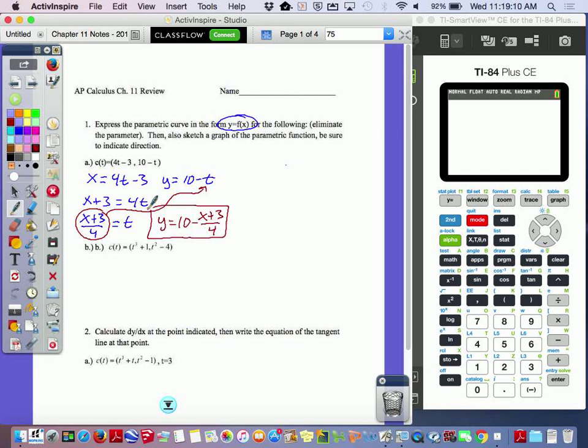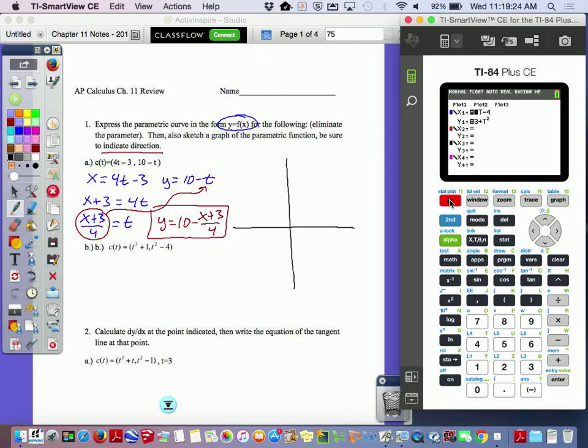And it also talks about graphing this, and it says when we graph it, we need to make sure that we indicate direction. And that's something that a lot of people miss when it comes time to do this on the test. So I've got the calculator up here, and I am in parametric mode. So when I go to y equals, I'm going to put these two functions in. So it's 4t minus 3. And the next function is 10 minus t.